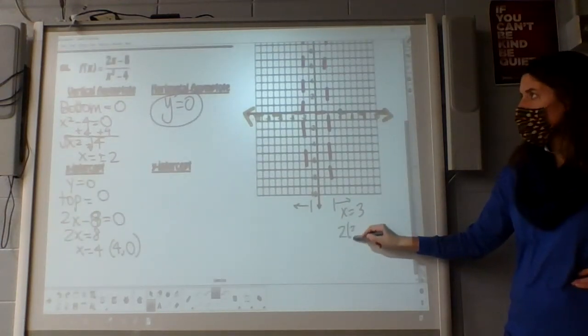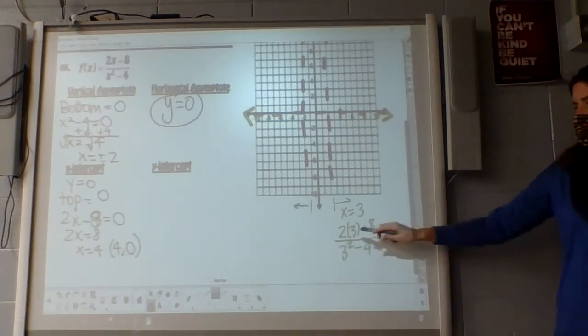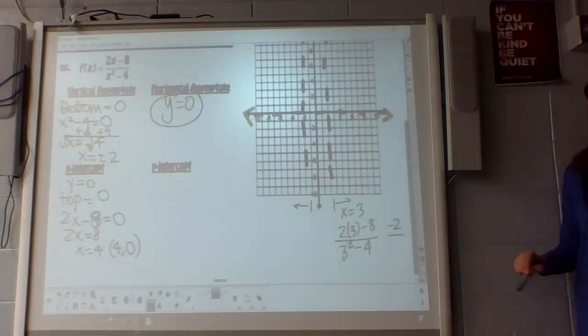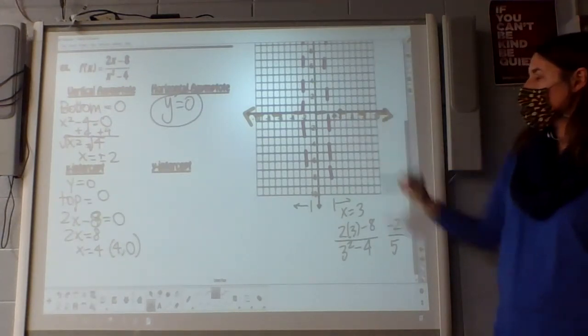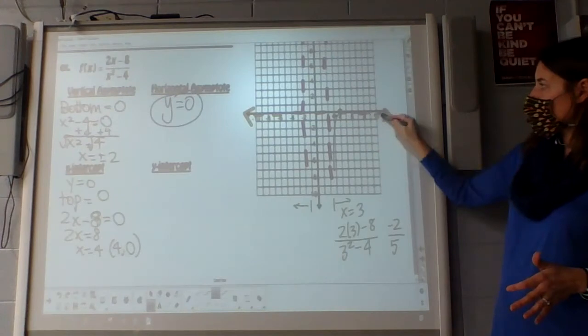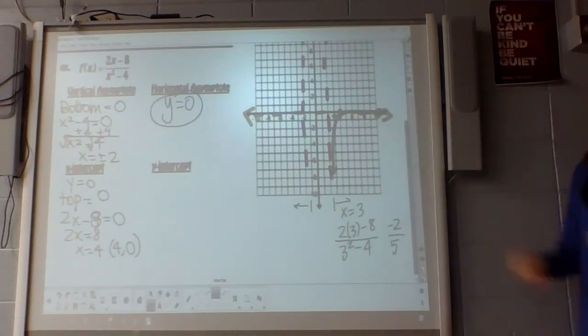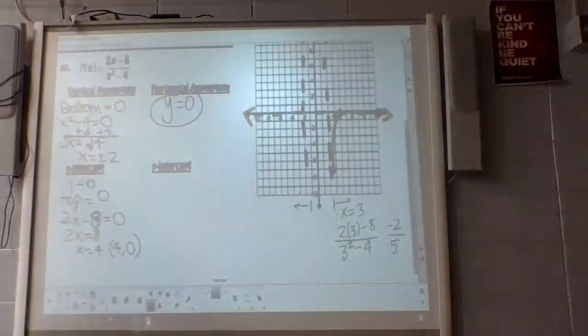So we're going to do 2 times 3 minus 8 over 3 squared minus 4. So this is negative 2 over 5. So it's a negative 2/5, so it's down here. So I think what's happening here is that the fence is here, but we have to stay right on that line. So we're down in this quadrant here. I'm thinking this is kind of a special case where somehow it gets to go around that, but I guess it's just a bad example. So the 1 is down over there.